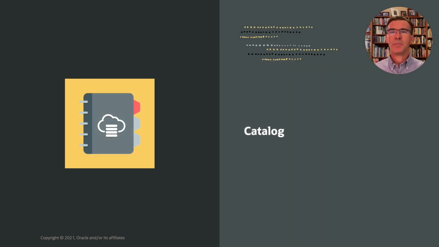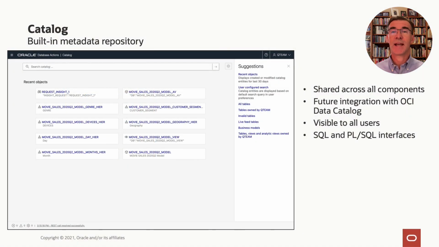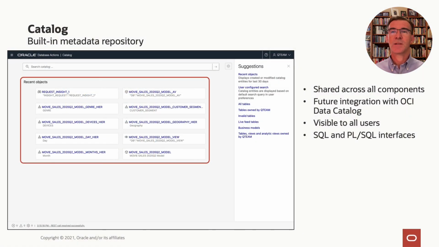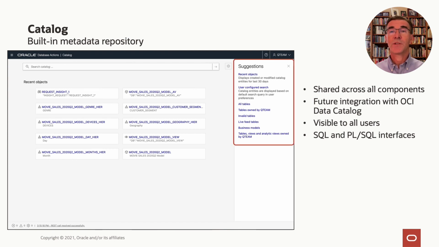Data is capital, and the built-in catalogue allows you to maximize its value. This is what you see when you enter the catalogue. There's a set of cards for the most recently processed objects. Over here we have some useful links. For example, all tables owned by me, or perhaps all of my business models.